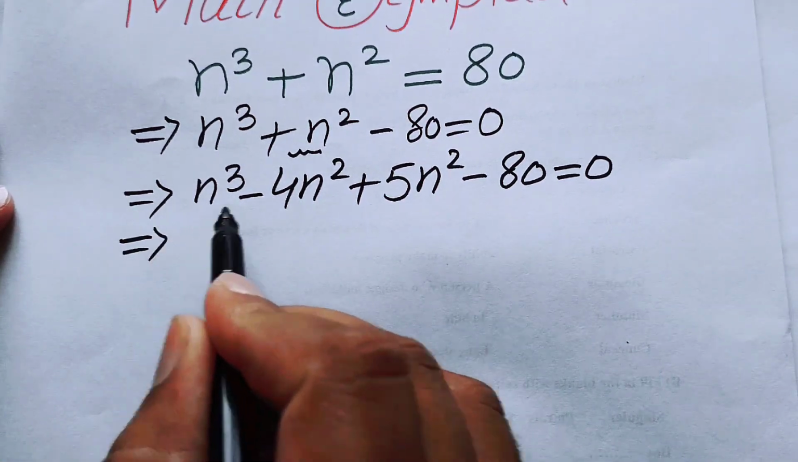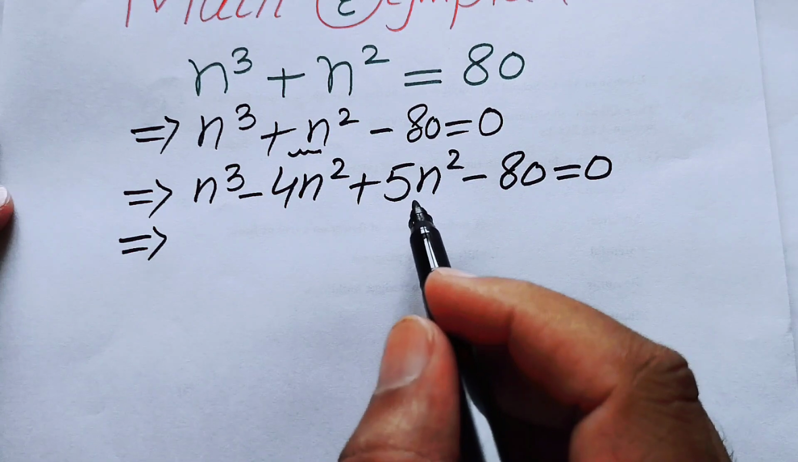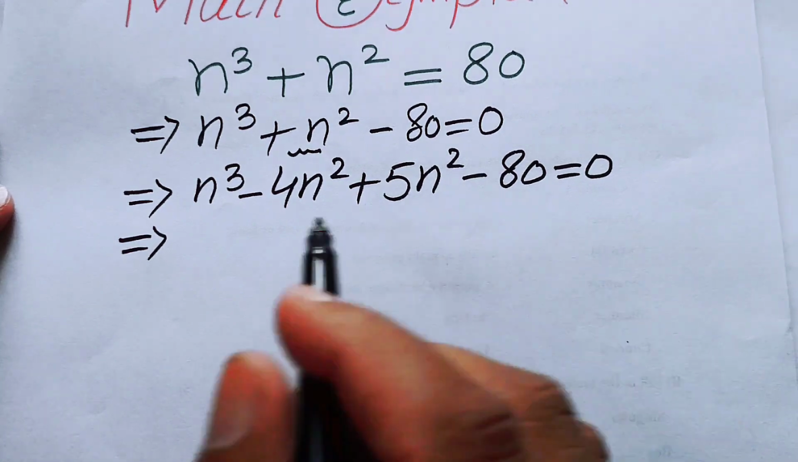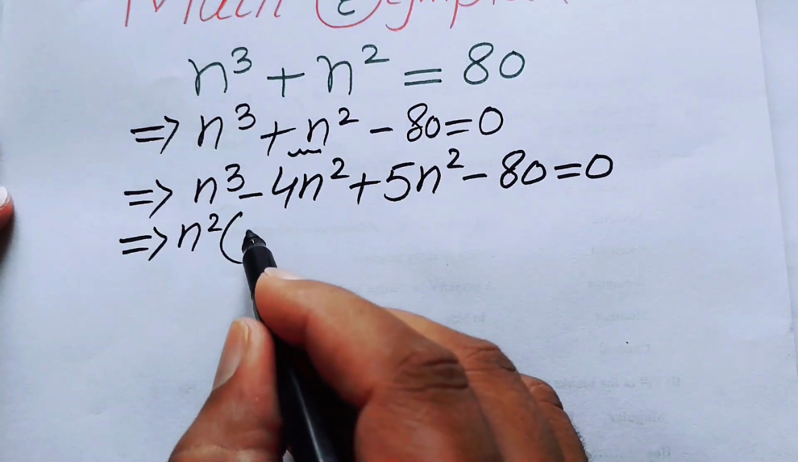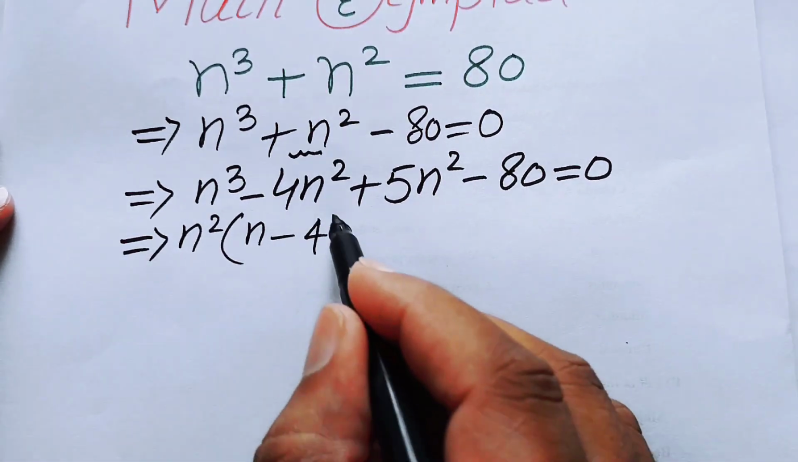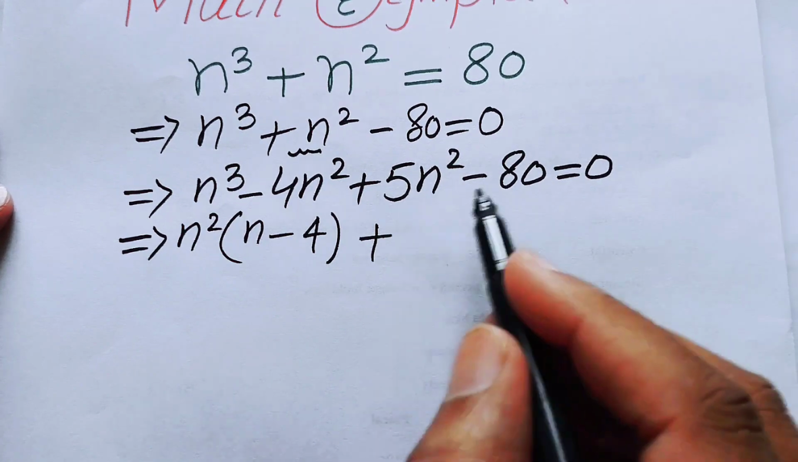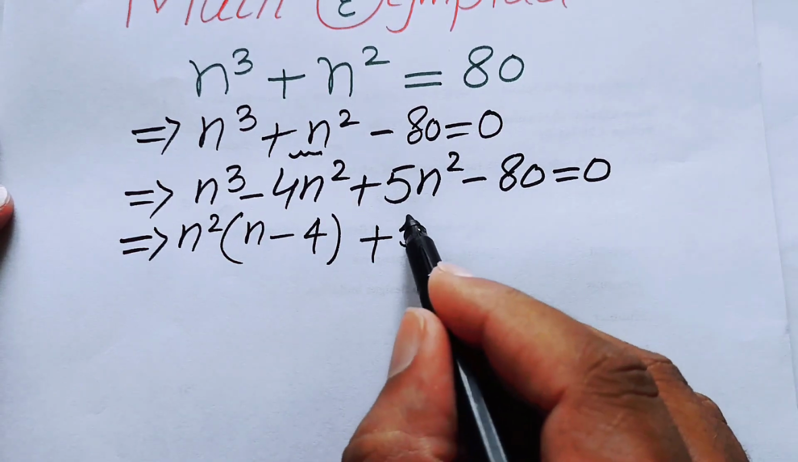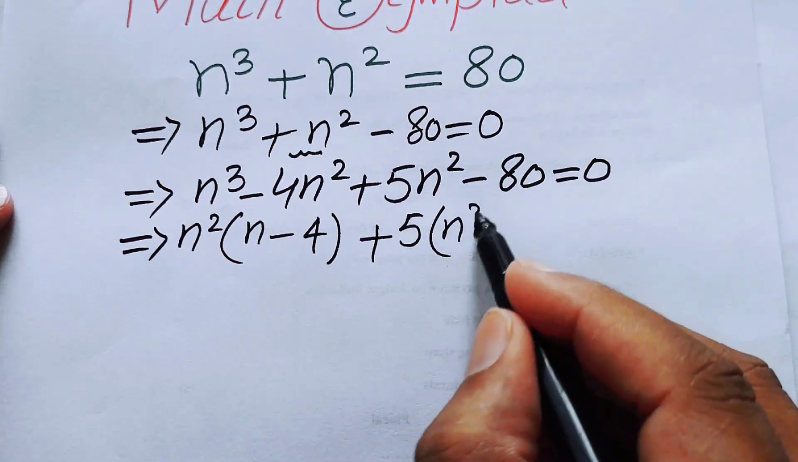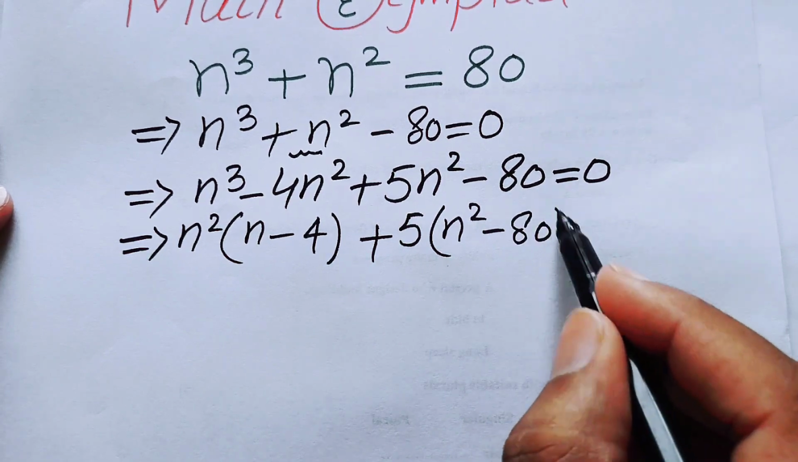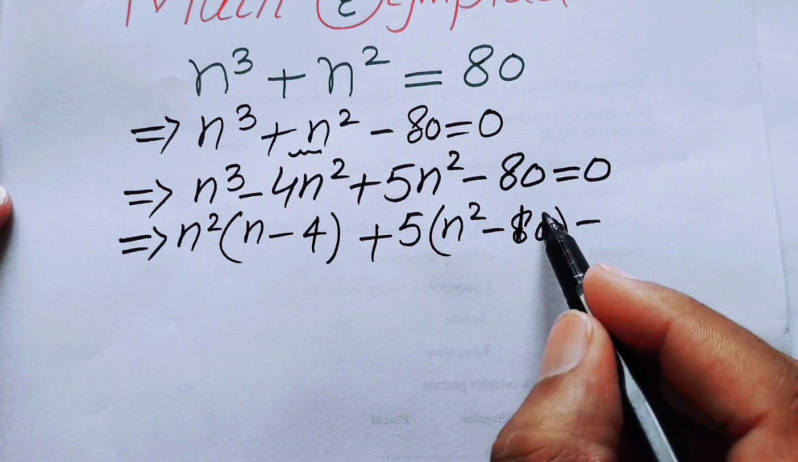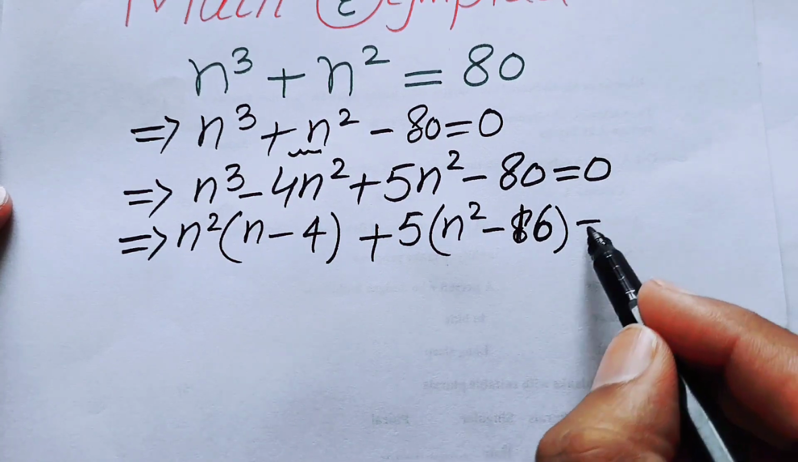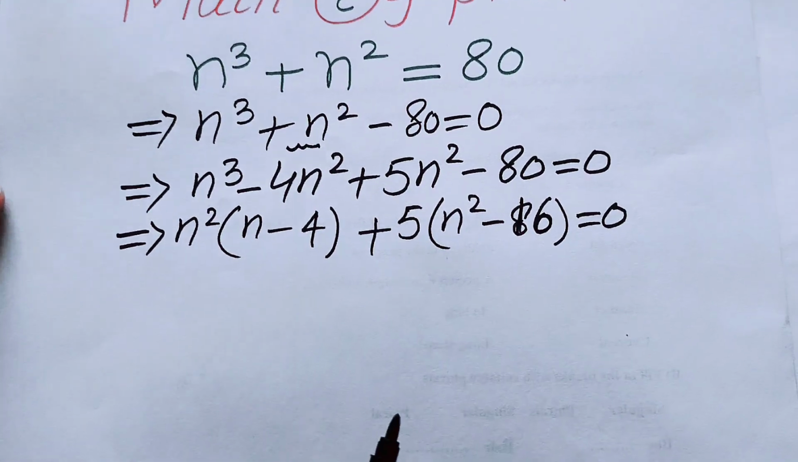by taking something common in the first two terms, and similarly we take 5 common in the next two terms. So in the first terms we take common n squared and you get n minus 4, plus here you take common 5 and you get n squared minus 80, sorry, n squared minus 16 is equal to 0.